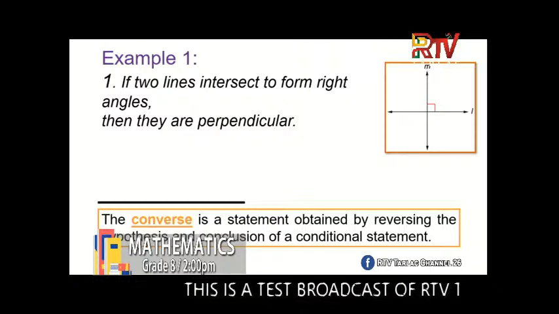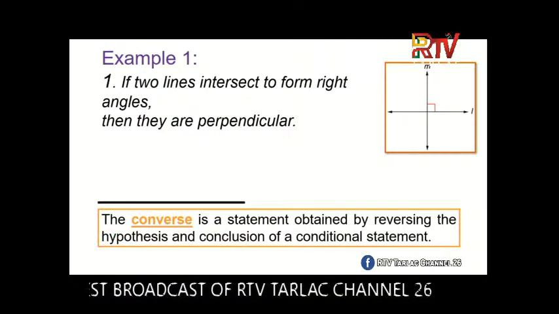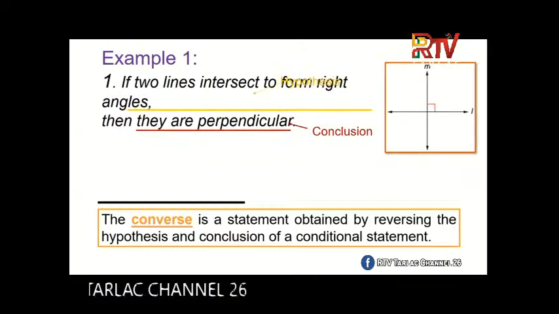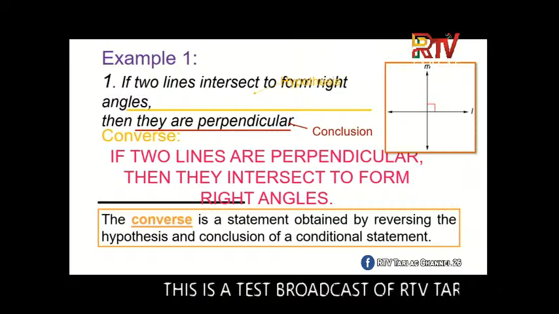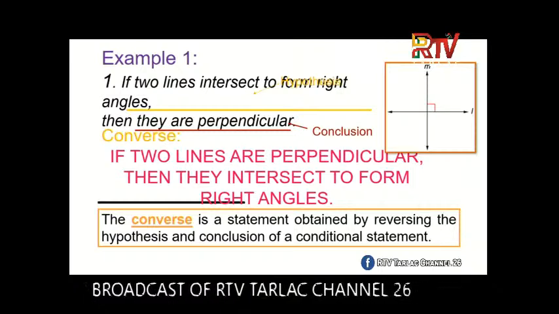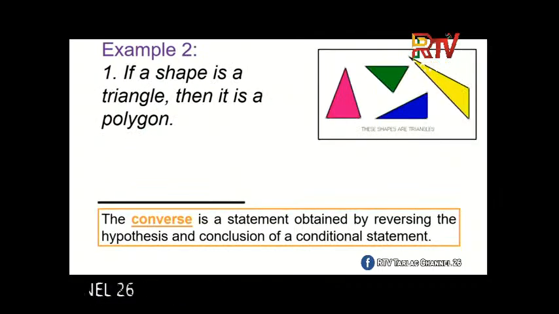In this example, we know that the phrase two lines intersect to form right angles is the hypothesis, and the phrase they are perpendicular is the conclusion. To write its converse, we simply reverse the hypothesis and the conclusion. By doing that, we will obtain the phrase, if two lines are perpendicular, then they intersect to form right angles. What do you think, dear students? It's easy, right? Let's have another example.